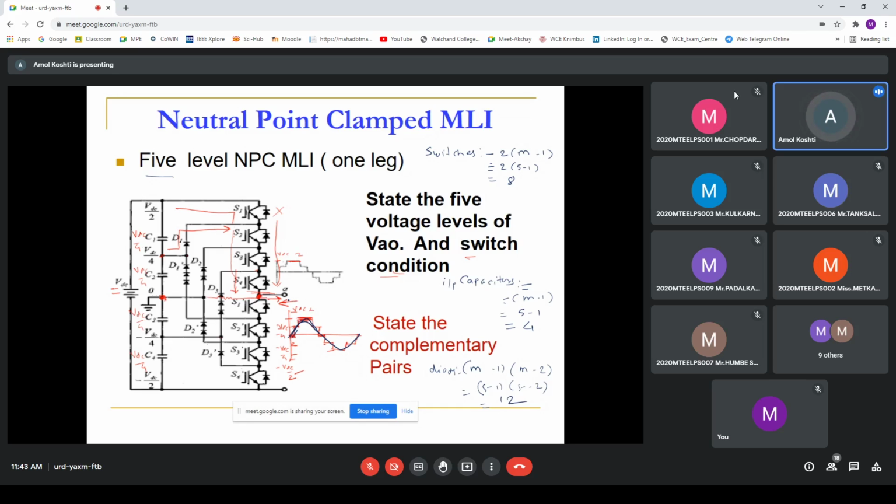Likewise, you can construct any level of inverter by using this. So what can be the advantage and disadvantage of this diode clamp inverter?